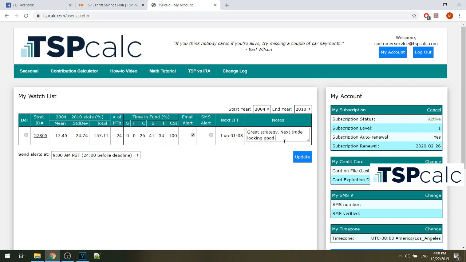And then say, oh, you know what? I would really like to receive a text alert of this too. So I click SMS alert, and in order to save the notes and the SMS alert, I need to click the update button. Okay, now all that is saved. So my trade is due on January 8th. And this little dialog down here tells me when I'm going to receive that alert.